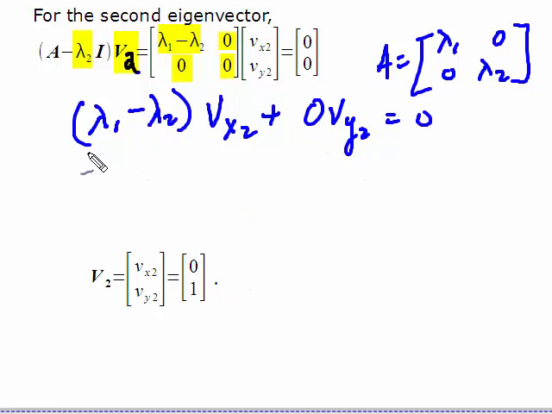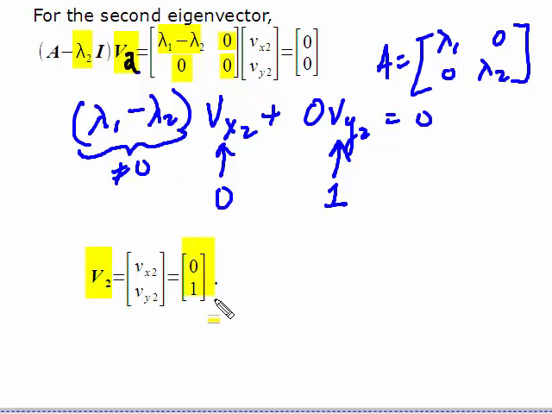Okay, the two eigenvalues, lambda 1 and lambda 2, are different from each other, so this is not equal to 0, so this has to be 0. On the other hand, 0 is multiplying vy2, so vy2 can be anything it wants. We'll pick a 1. So here is the second eigenvector. Again, this is along the coordinate axis. This is along the vertical coordinate axis.